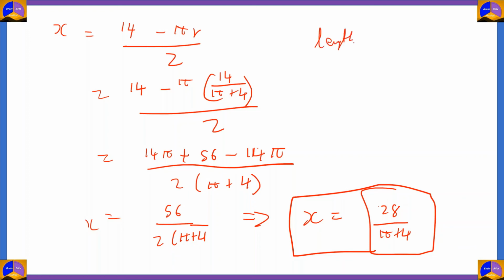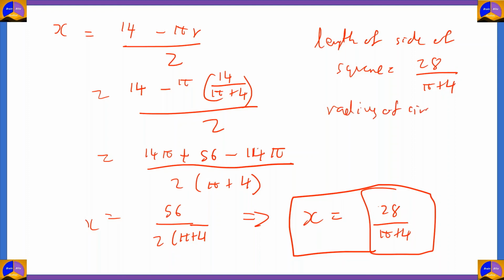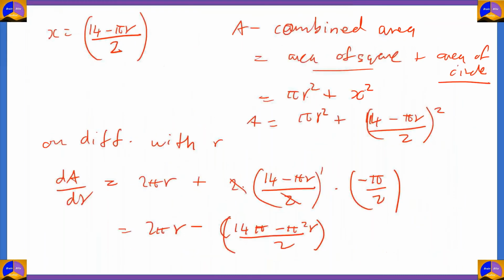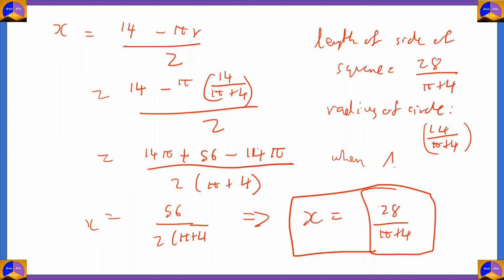So the length of the side of square is 28 by (pi plus 4), and the radius of circle is 14 by (pi plus 4) when A is minimum. So we were asked to find the length, and so we found that the length of the side of the square is 28 by (pi plus 4), and the radius of circle is 14 by (pi plus 4). So that is our final answer.